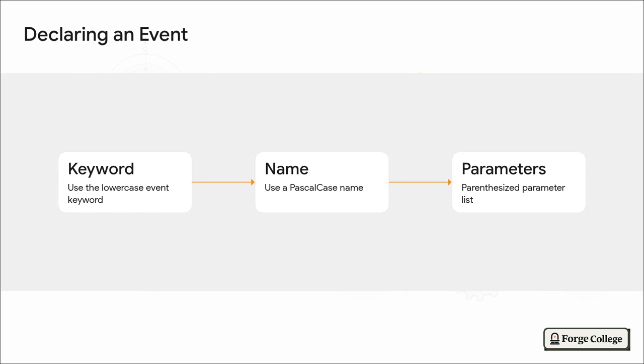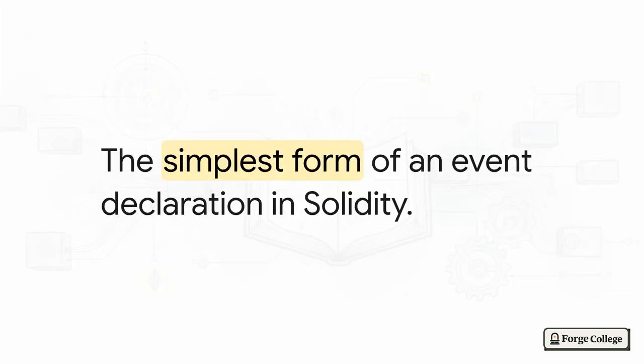Now, I really want to emphasize something absolutely crucial here. Events are not functions, okay? They have no curly braces, no visibility modifiers, and they definitely do not return values. They are purely declarations. To give you an idea, here's what that looks like in its absolute simplest form.